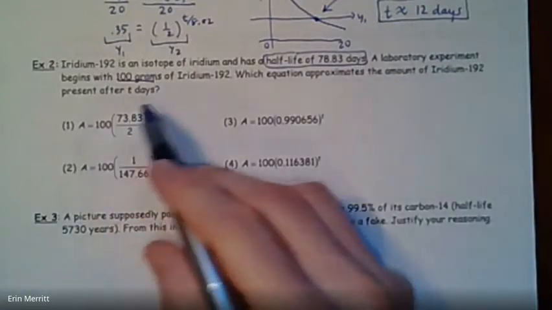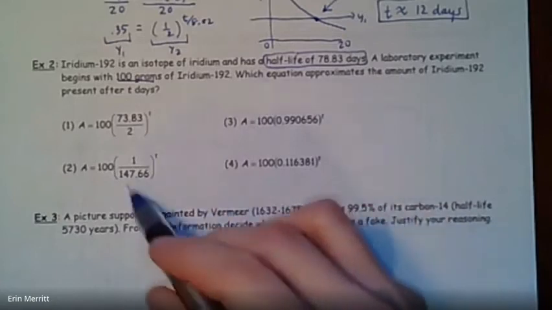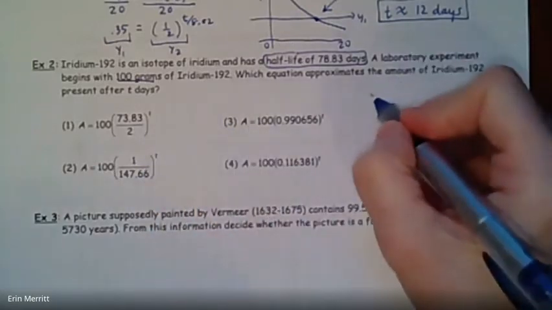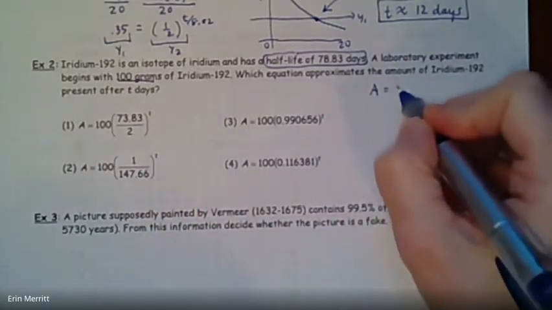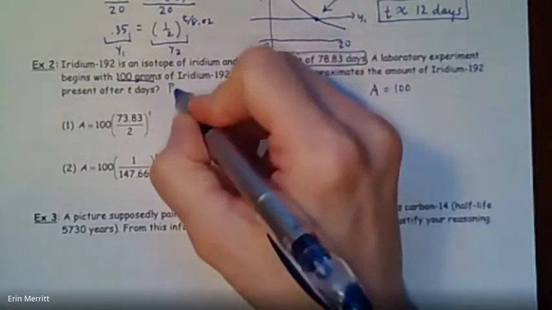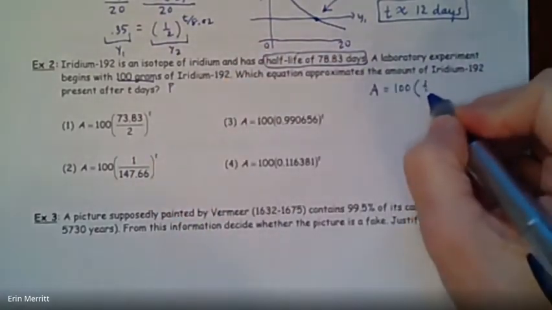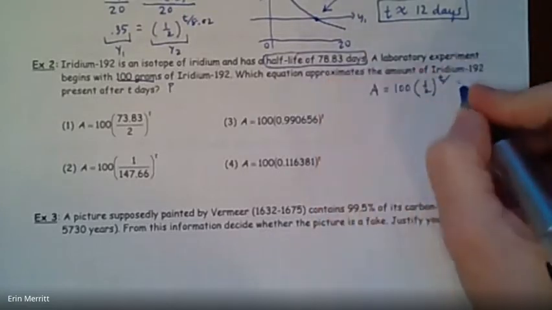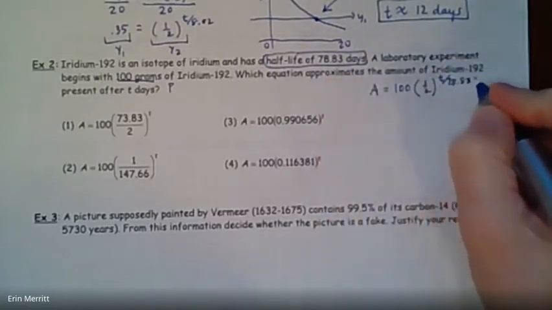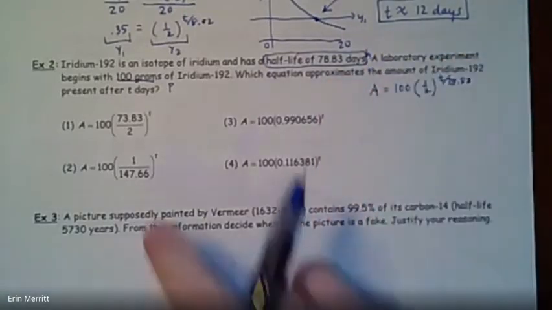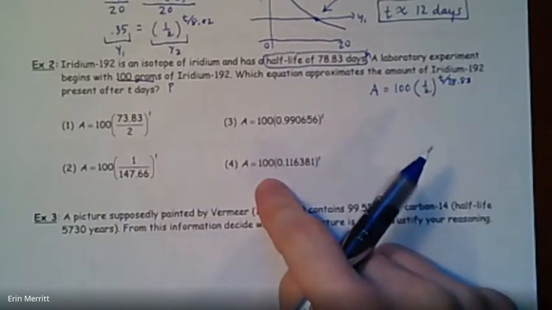If you look at all of these, none of them are quite set up the way that we are used to, meaning that if we plug in p for 100, then 1/2 raised to the t over 78.83, because that's our h value. So if none of them quite match, we have to rearrange.